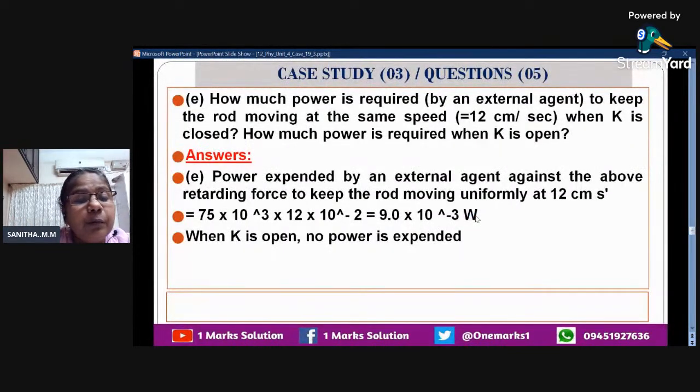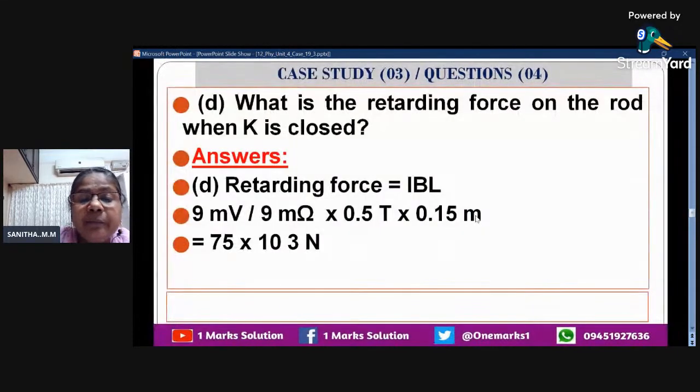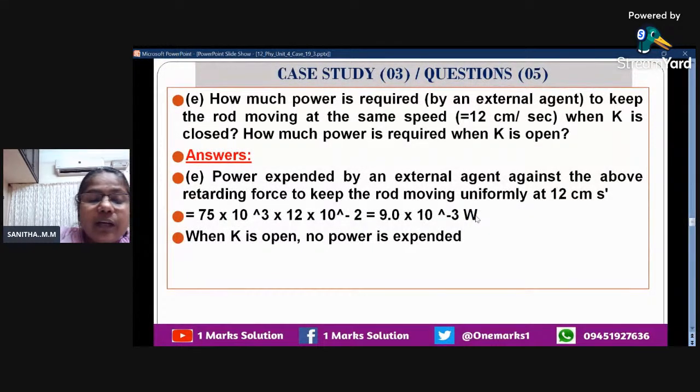I will just show. One more thing I want to say, children. You just note this here. It is 10 raised to minus 3. Actually, it is 10 raised to minus 3. Why? Because you know that 5 into 15 is 75. 3 decimals are there, so we can put it as minus 3. Otherwise you will be confused. 75 into 10 raised to minus 3 is here, and here also we are using 75 into 10 raised to minus 3. Then only you will get this answer, 9 into 10 raised to minus 3 watt.